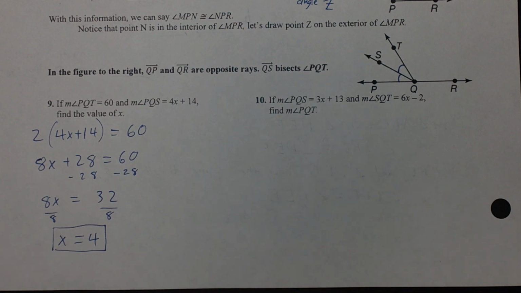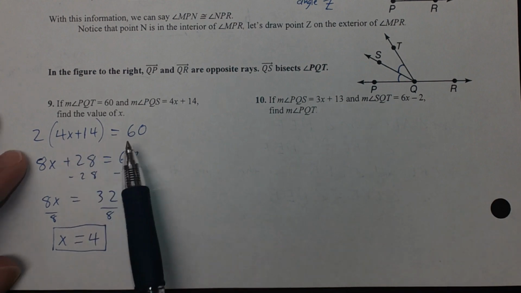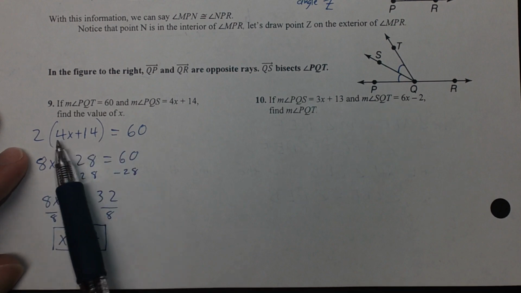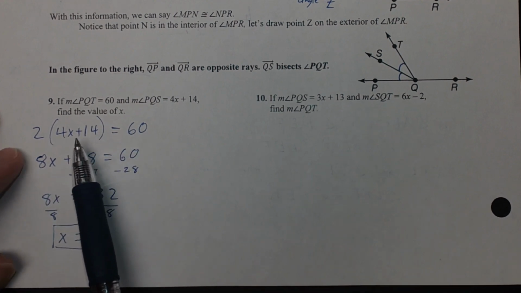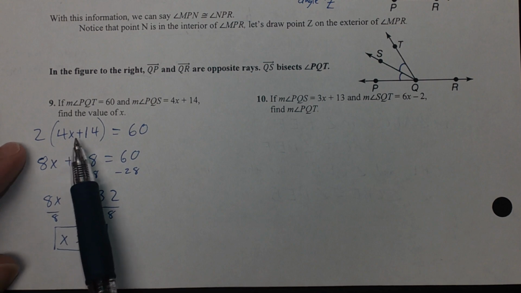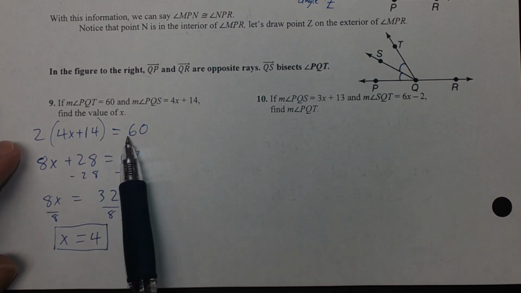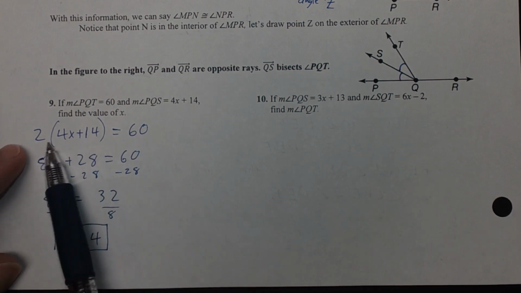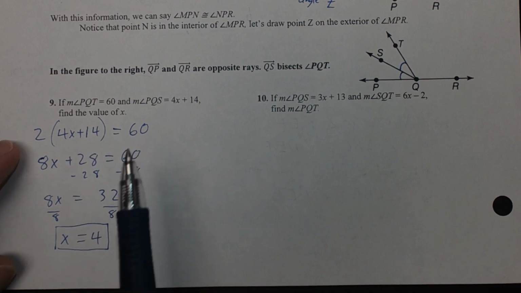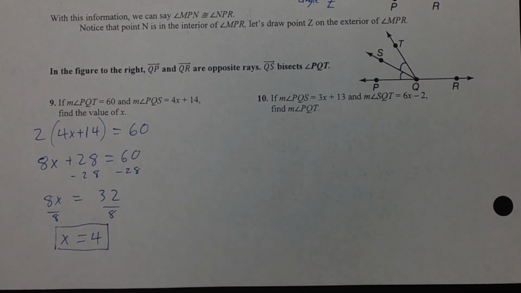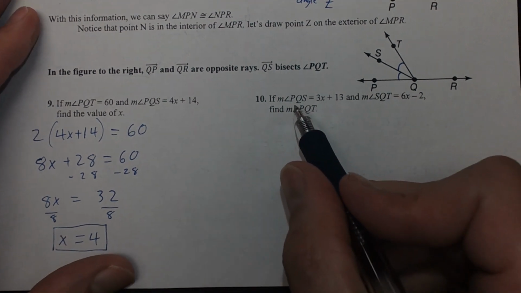So, just remember, the bisected angle is going to be half as big. So if you want to relate the bisected angle to the original bigger angle, you have to double the bisected angle to get the measure of the bigger angle before it was bisected. Okay, moving on to number 10.